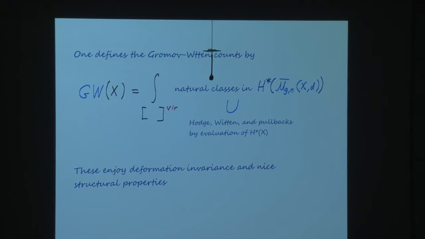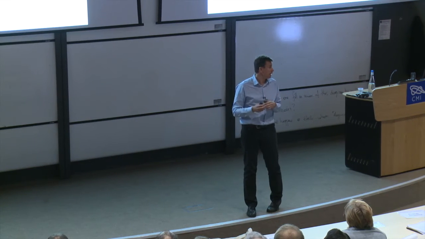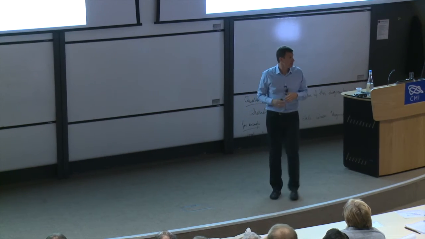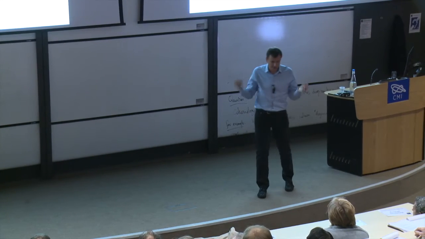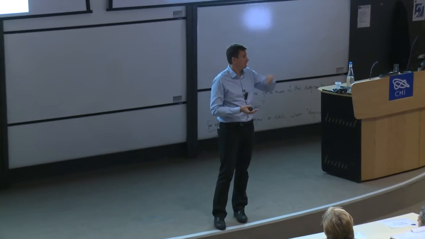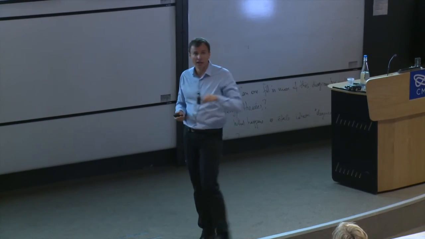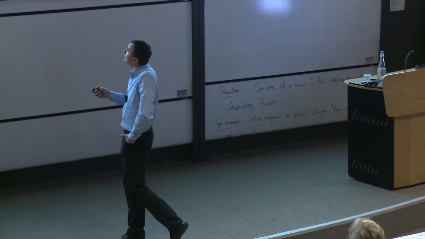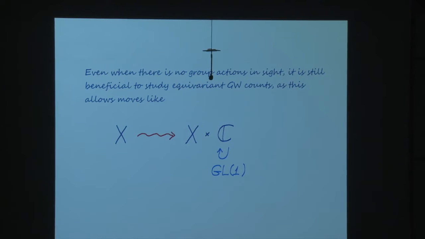My next goal is to explain how the problems about just M_{g,n}, without X, sit inside this big world of all possible threefolds. How do the questions about moduli of curves sit inside this bigger theory? The first point to make is that even if there is no group action intrinsic to your problem, it's still very beneficial to think about equivariant counts.